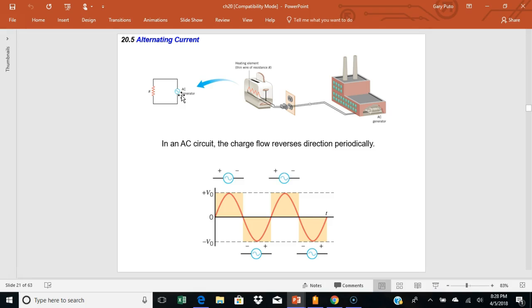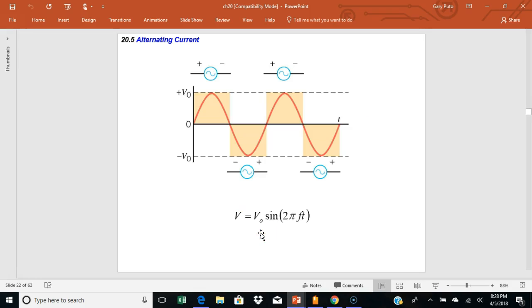The symbol for alternating current is a little circle with a squiggly line in between. That's the symbol for alternating current. Alternating current, like I said, reverses its flow periodically. So it's basically like the sine function, where positive voltage goes to negative voltage. You can see the current reversing, positive to negative, negative to positive. It's reversing directions periodically. Alternating current.